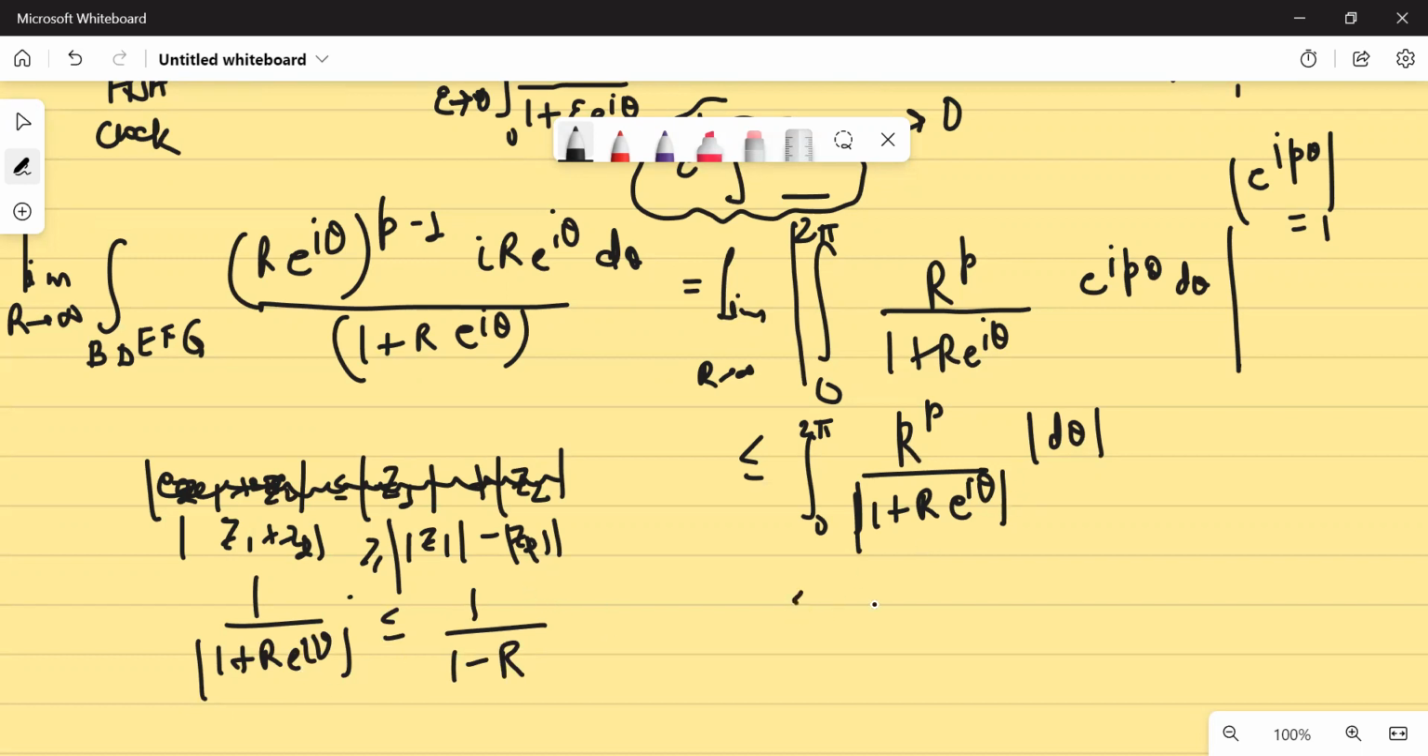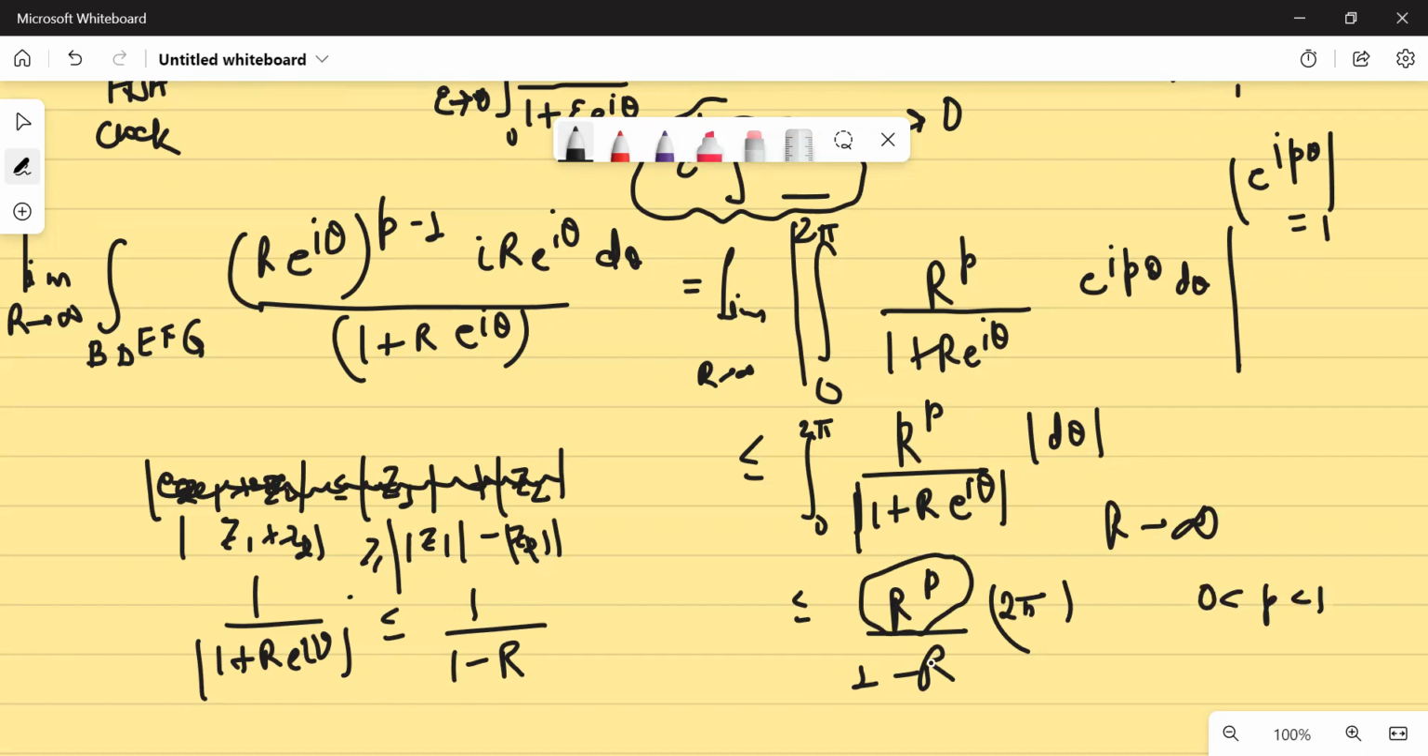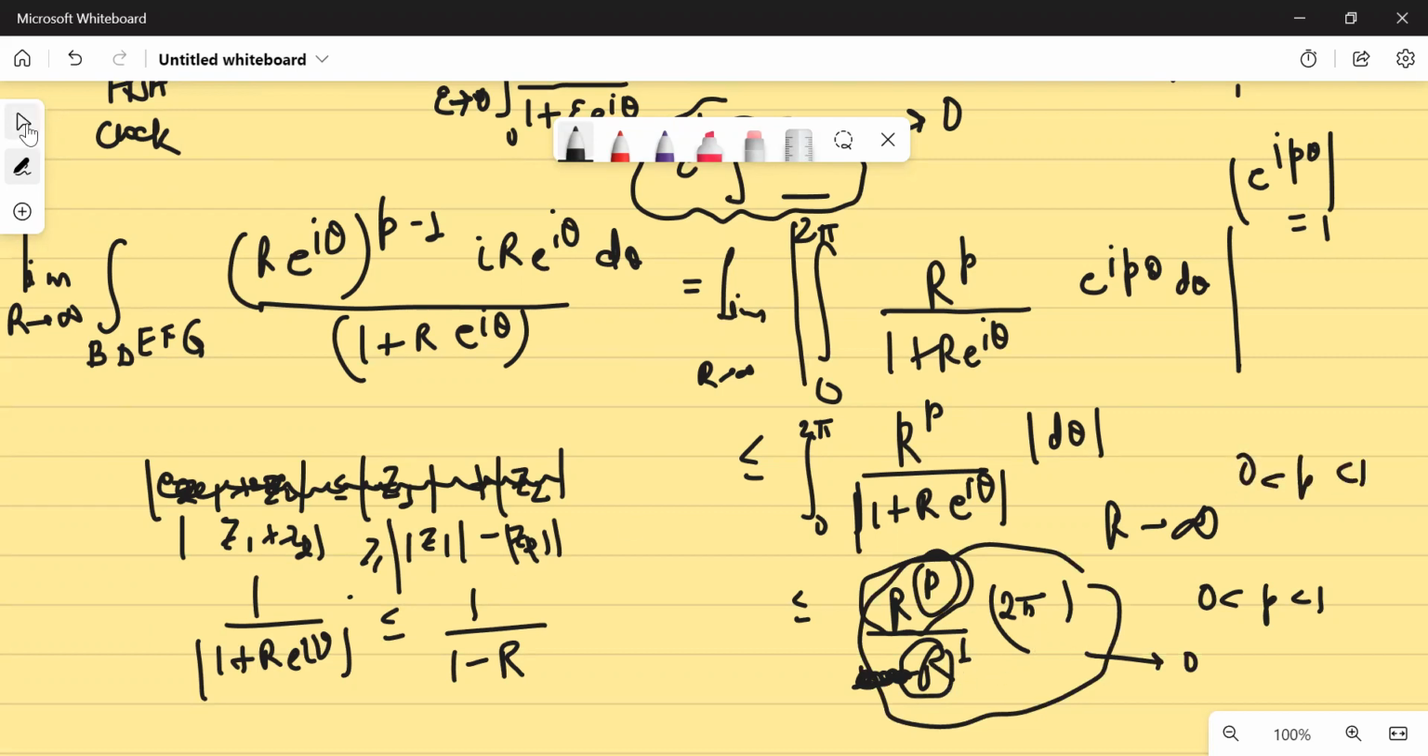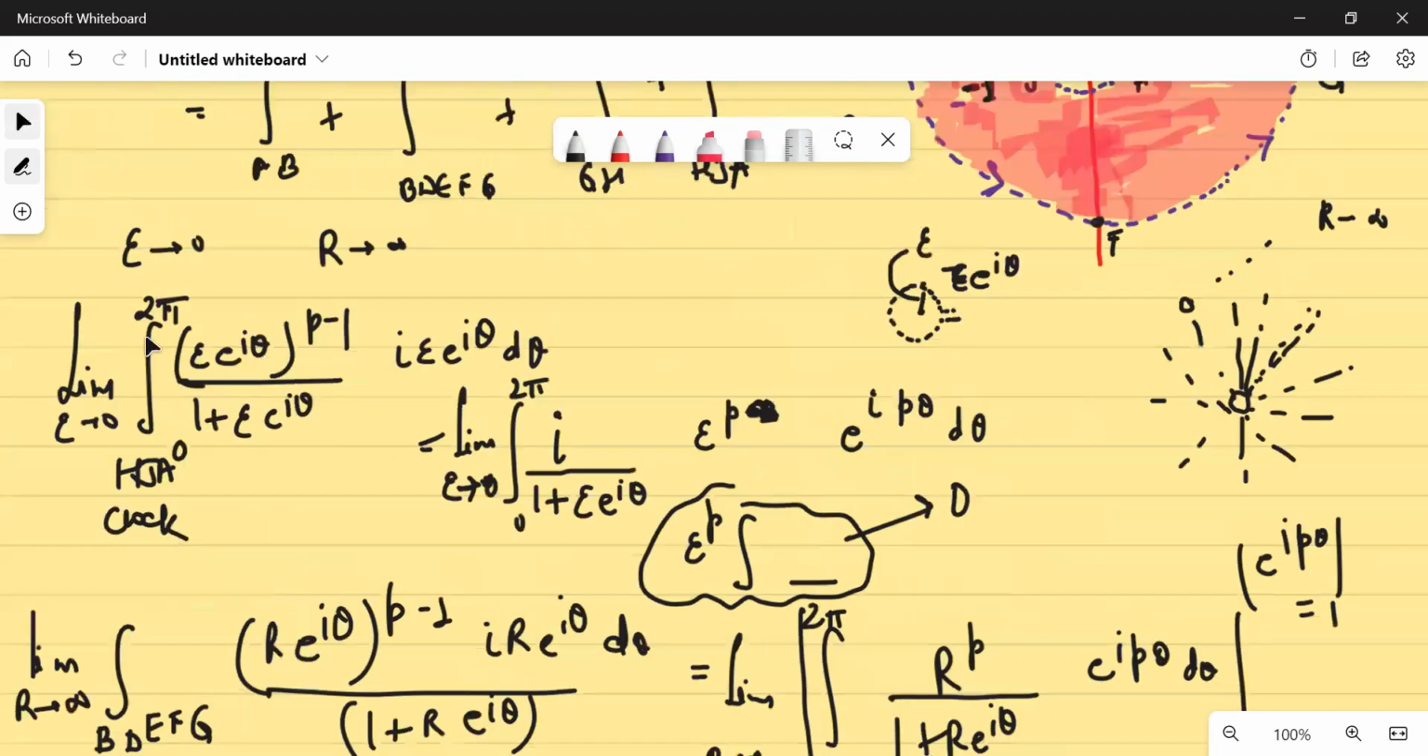So this will be less than or equal to r to the power p upon 1 minus r, and the d theta integration is simply 2 pi. Now think: as r tends to infinity, this is r to the power p, where p lies between 0 and 1, and this is r to the power 1. The denominator has the higher power, so as r tends to infinity, you can forget the 1. So you have only r remaining here, and as r tends to infinity, where will the overall term go? It will go to 0. So overall you will find that these two integrations are 0.